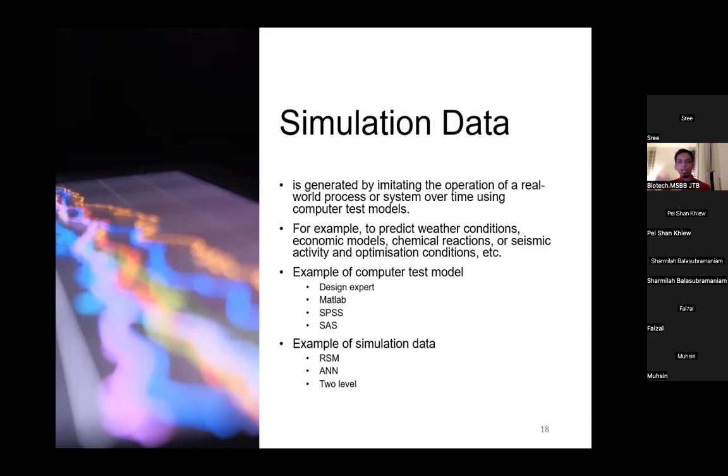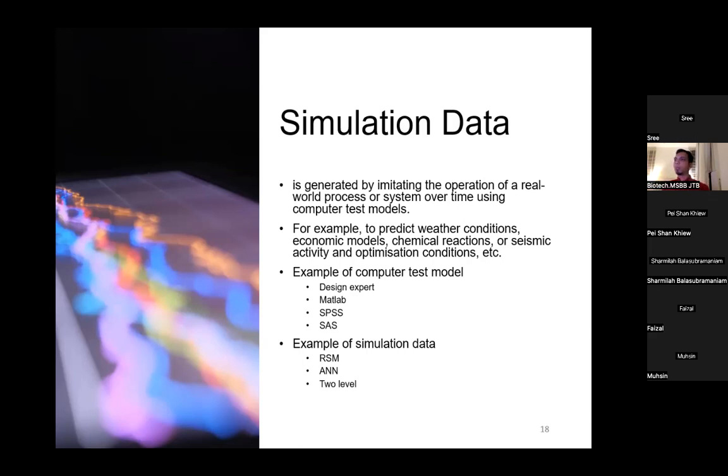So whether they are going to like it or not, for Facebook, TikTok or Instagram, based on the data that is happening now, they can predict the future, or the future job. So those things are simulation data for the future. Examples of computer test models: you can use Design Expert. MATLAB is very complex. SPSS, SAS, those are statistical computer test models that can generate the prediction, right? They can predict what happens if we do this particular input.